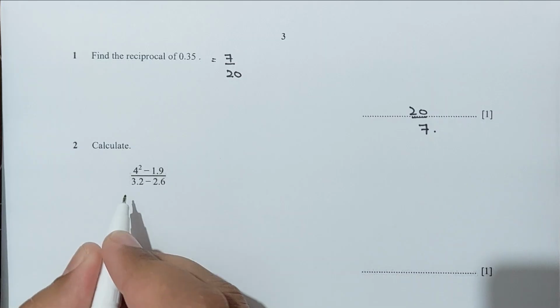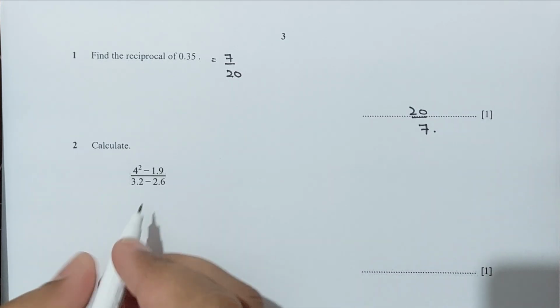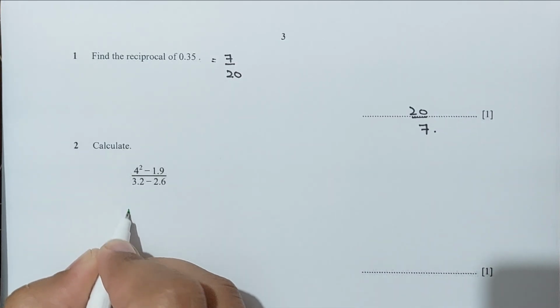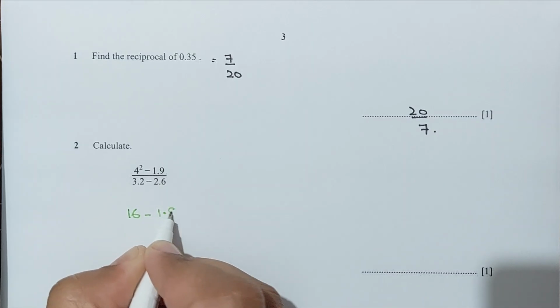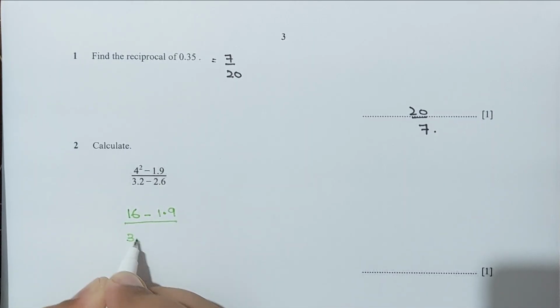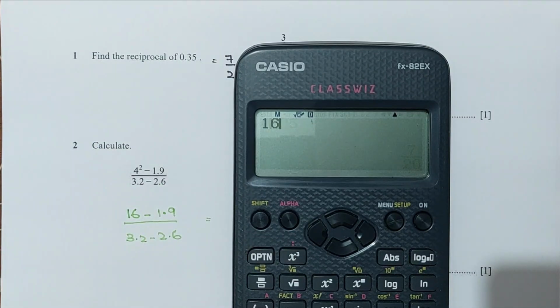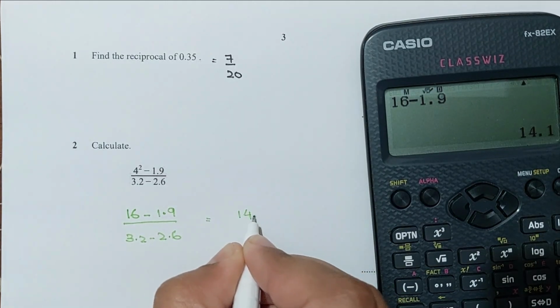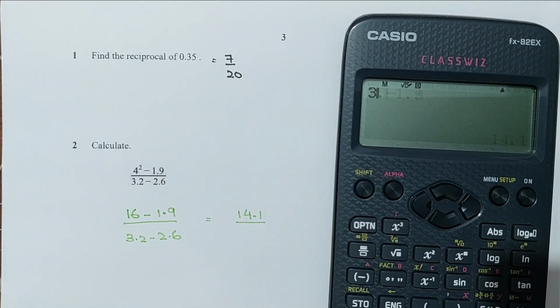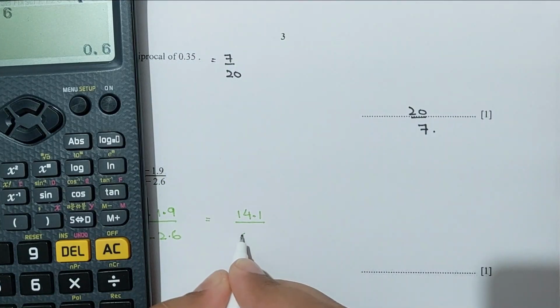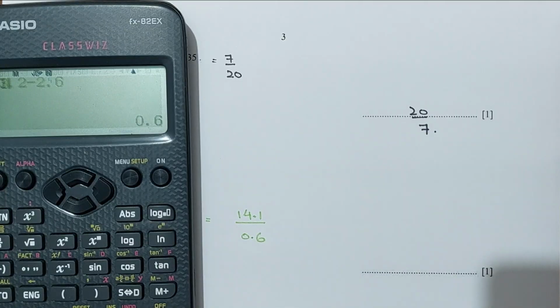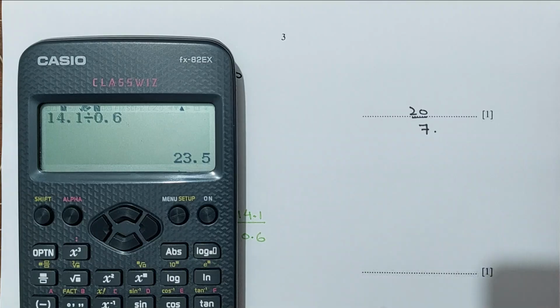Question number 2, calculate this. It's a 1 mark question, so you can use a calculator. So 4 squared, 4 times 4 is 16, minus 1.9, over 3.2 minus 2.6. 16 take away 1.9 is 14.1, over 3.2 take away 2.6, which is 0.6. Now what is 14.1 divided by 0.6? This is 23.5.